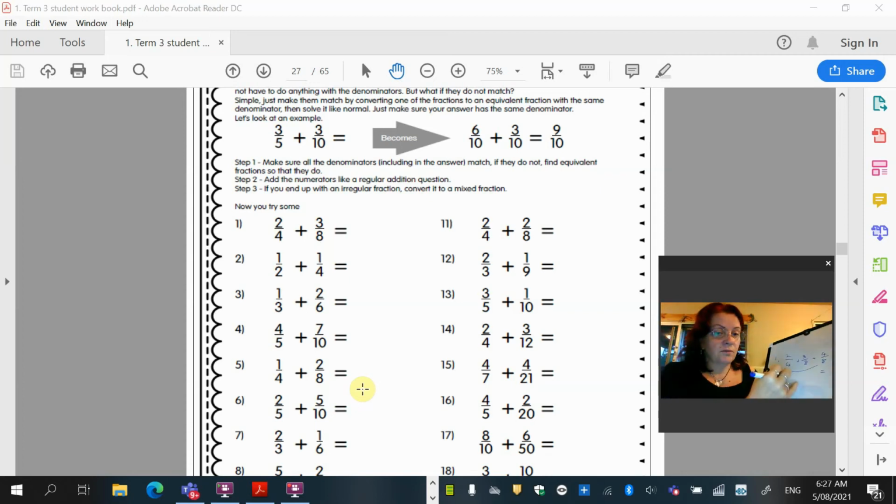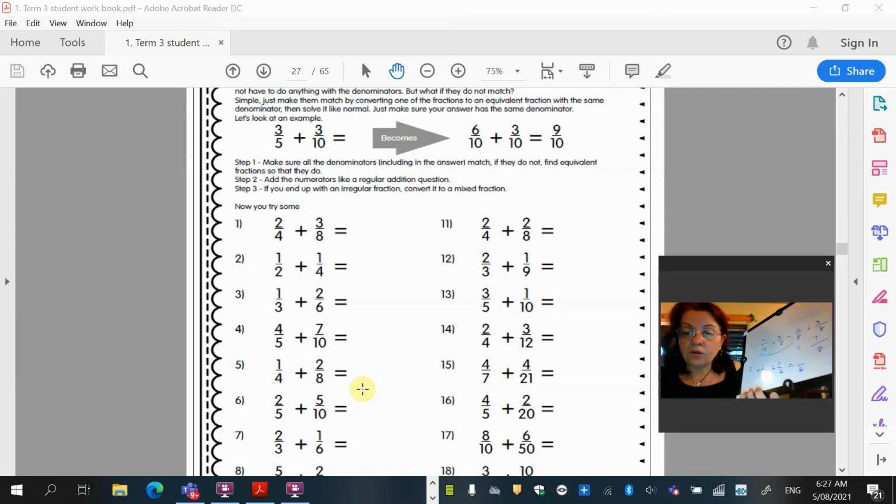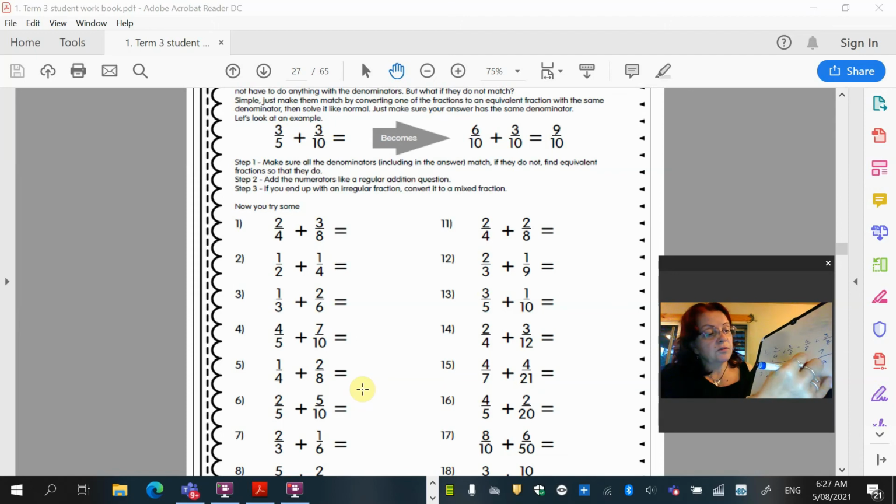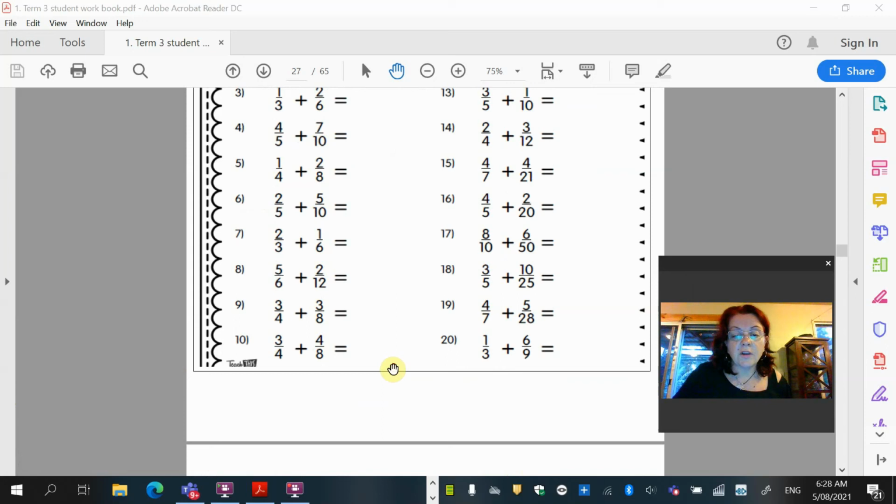Number 2 is 1/2 plus 1/4. And of course we're going to use 4. 2 goes into 4, so we go 2 1s are 2. 2/4 plus 1/4. And of course that's 3/4. So just go through and do that and make sure you simplify.